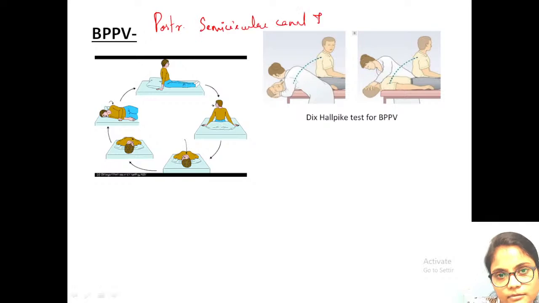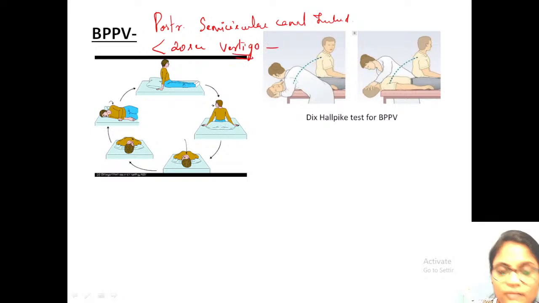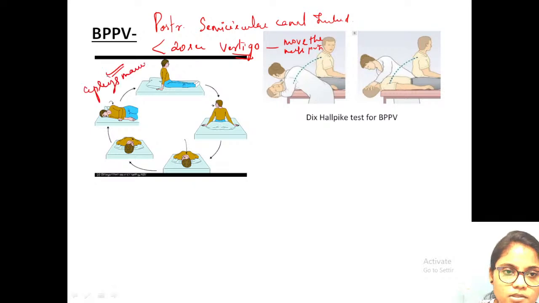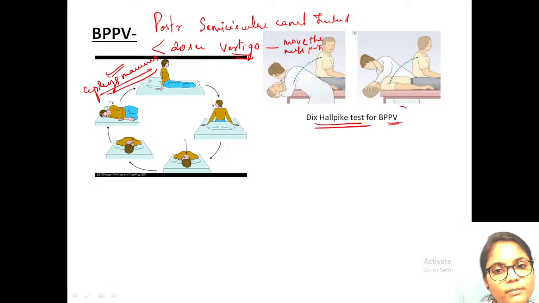That is important. In the presentation, the patient will complain of vertigo lasting less than 20 seconds whenever they move the neck position, or turn in bed. This is the Epley's maneuver, which is a therapeutic treatment for this kind of disorder. And this is the Dix-Hallpike test for BPPV, which we use as an investigation technique.